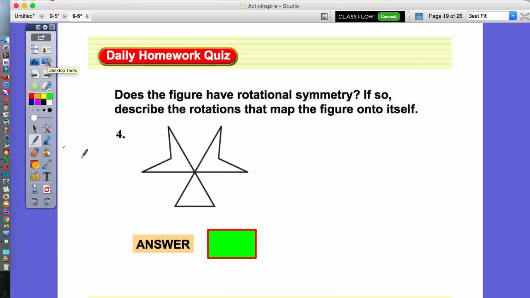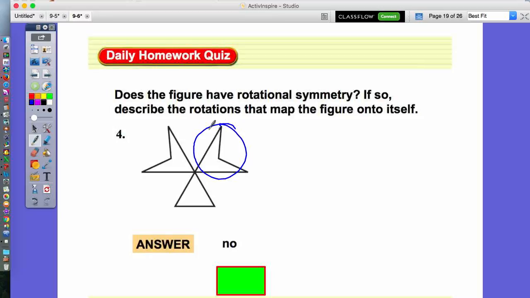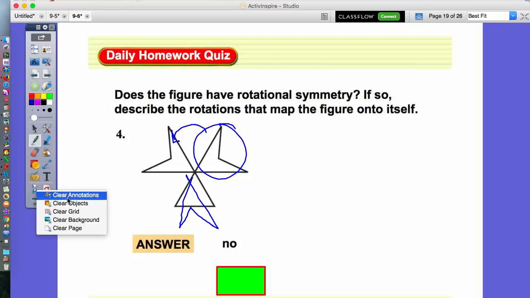Okay? Does this figure have rotational symmetry? No, it does not. These are not all congruent. These are different than this. So if it rotates 120 degrees, this would be mapped onto there, but this is not going to map onto itself on the bottom.